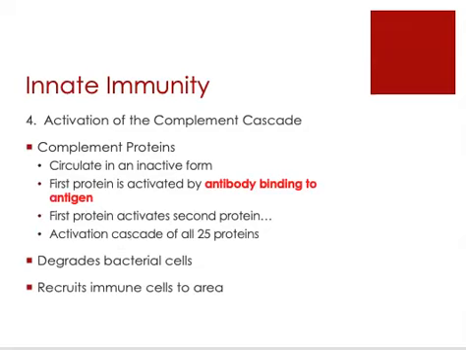Something else to know about the complement cascade is that the very first protein in the cascade is activated as soon as an antibody binds to the foreign material, a part or a portion of the foreign material at least, that we refer to as an antigen. Again, the first protein will then activate a second protein, which will activate a third, and then a fourth, and so on, until the whole cascade of proteins becomes activated.